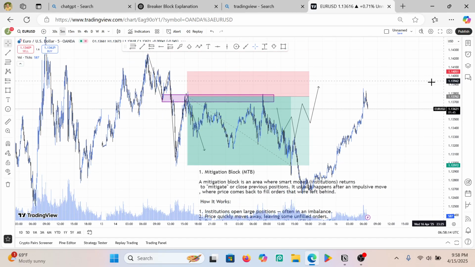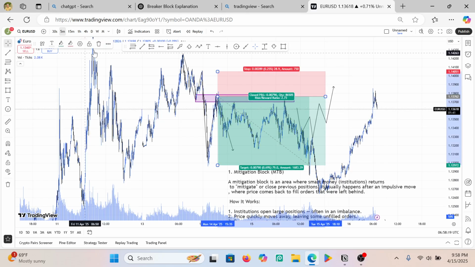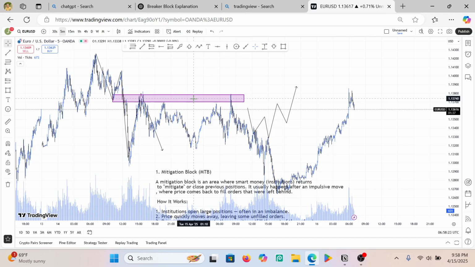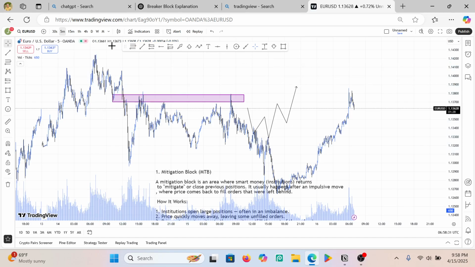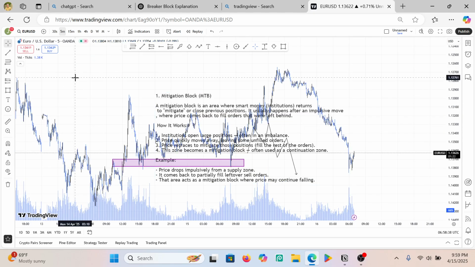That's an example of a bearish mitigation block. Let me show you a bullish mitigation block. A bullish mitigation block can be the opposite of that. You can come here. Let me just invert this chart.